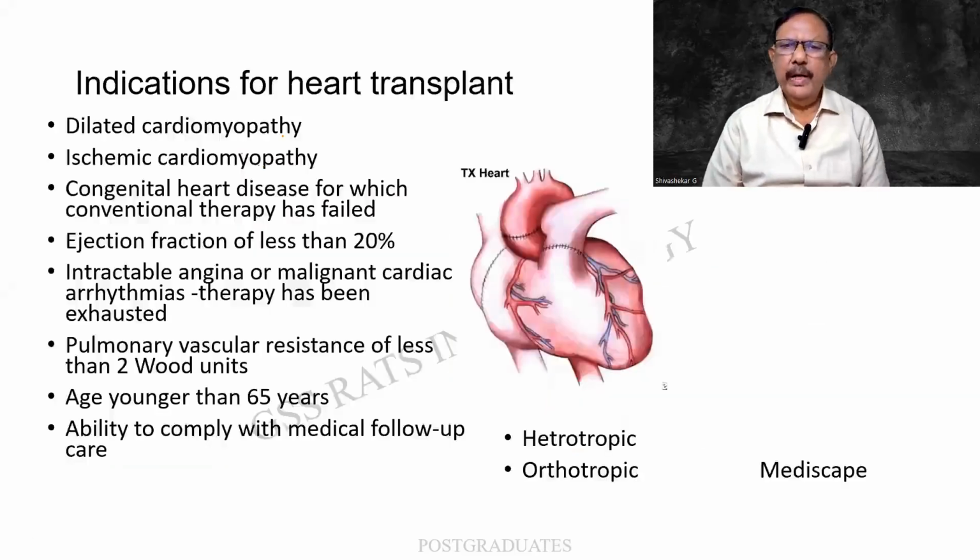What are the indications for a heart transplant? Thanks to this particular list from Medscape. It can be a dilated cardiomyopathy or an isolated cardiomyopathy, which is ischemic. Congenital heart disease, for which all other modes of treatment have failed. A low ejection fraction, intractable angina, pulmonary vascular resistance of less than 2 Wood units. And the age of the patient has to be less than 65 years, and he has to be able to comply with the follow-up treatment. The modes of transplant can be heterotopic or orthotopic.